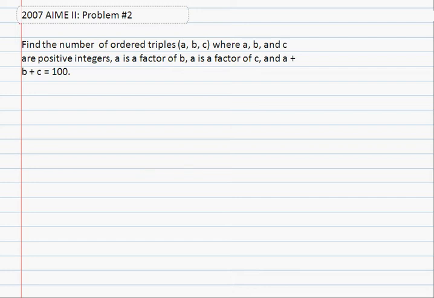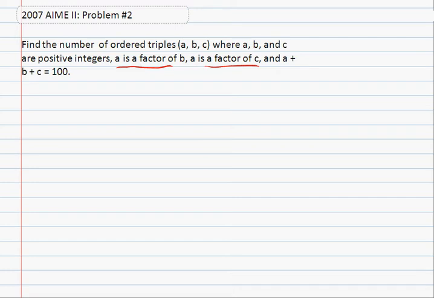Today we're going to look at 2007 AIME II, problem number 2. Find the number of ordered triples A, B, C, where A, B, and C are positive integers. A is a factor of B, A is a factor of C, and A plus B plus C is equal to 100. So we see here that A is a factor of B and C.